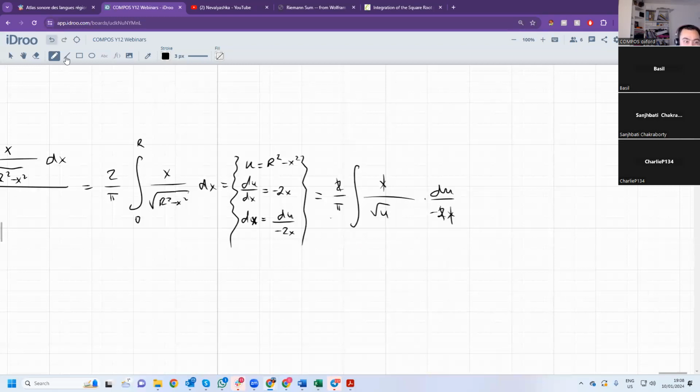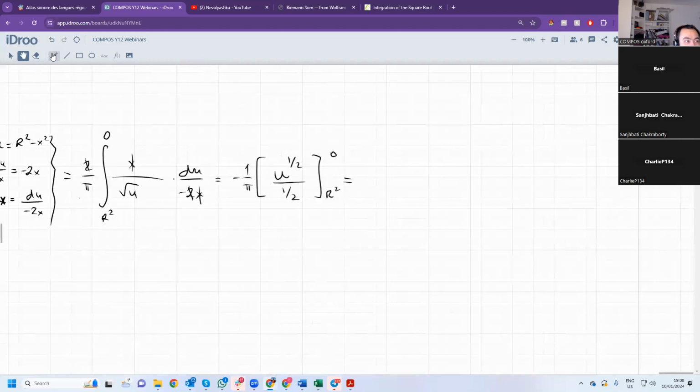We need to change the limits again, but it's the same principle. When it's 0, it's r squared and 0, and it's going to be minus 1 over pi, because there's a minus here. Now, it is u to the power minus half, so it's u to the power half divided by 1/2 between limits r squared and 0.